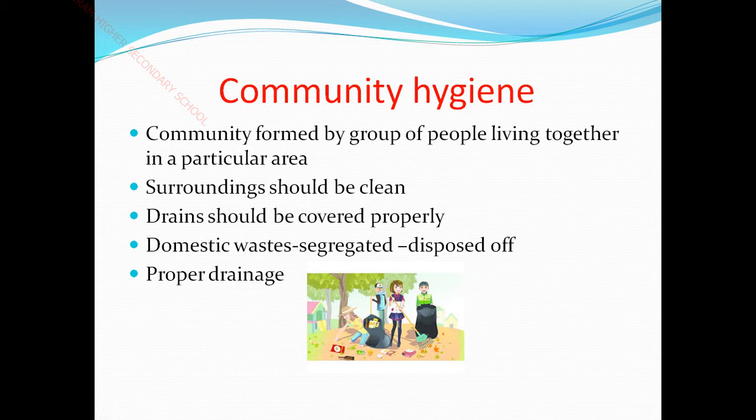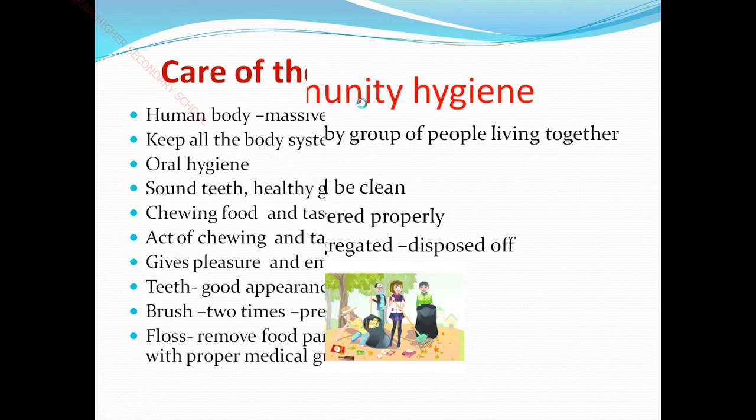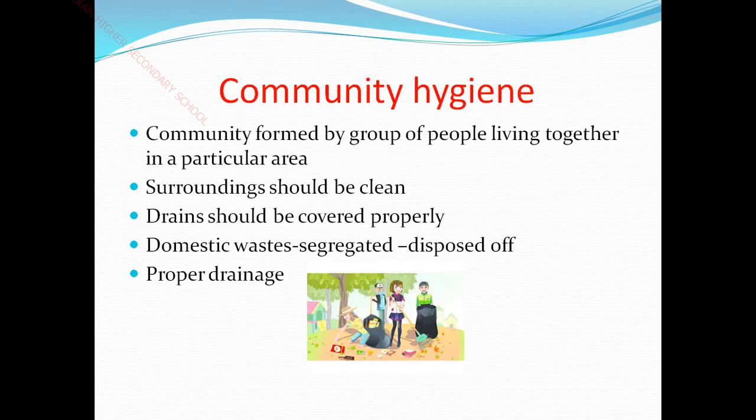Before, the industrial or domestic sewage would flow directly into the river, which causes water pollution. So to avoid water pollution, sewage treatment is very important. Proper drainage and proper sewage treatment are important for maintaining community hygiene. So children, this is all about health and hygiene. We should follow our personal hygiene and our community hygiene properly to be healthy.